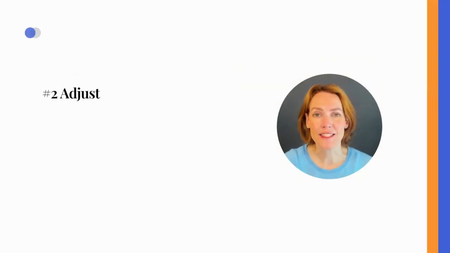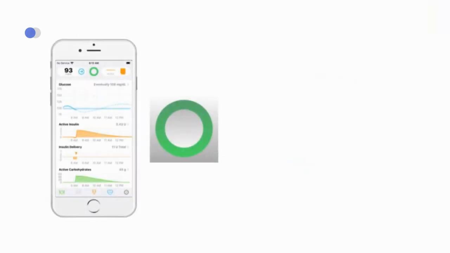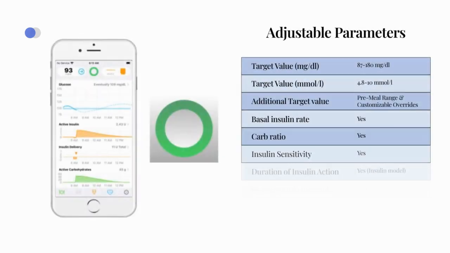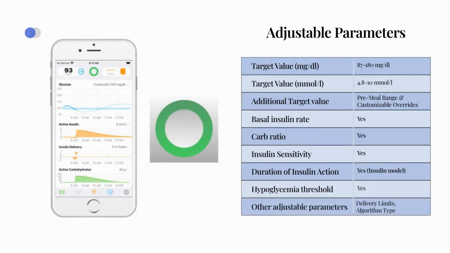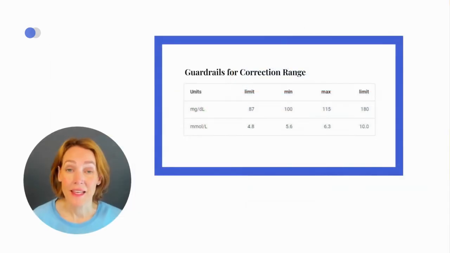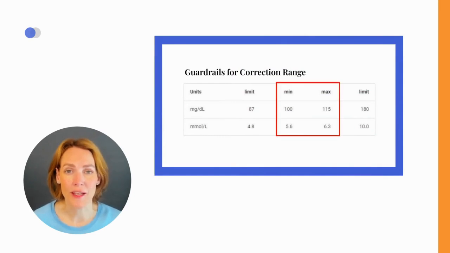2. Adjust. In DIY Loop, users have the flexibility to adjust various parameters to personalize their insulin delivery and glucose management. These parameters include the following. Users can set their target value or correction range in 30-minute time blocks, ranging from 87 to 180 mg per deciliter or 4.8 to 10 millimole per liter. It is typically set between 100 to 115 mg per deciliter or 5.6 to 6.3 millimole per liter.